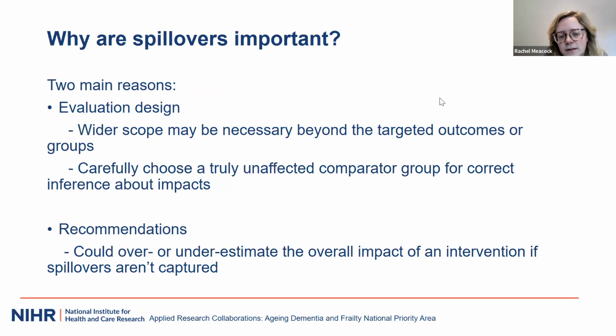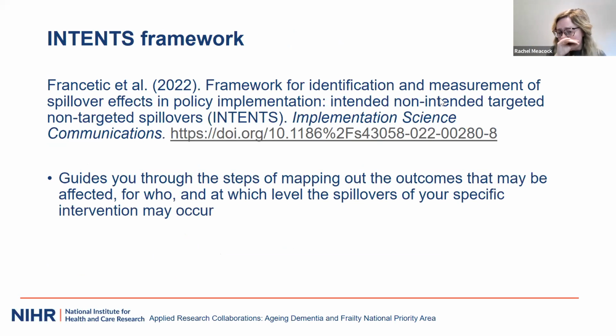And another thing that is going to be really relevant to what Chris speaks to later is carefully choosing an unaffected comparator group. So if we've got spillovers onto a patient group, we can't use them as the control because it's going to bias our estimates. And a wonderful colleague of mine has developed a framework that's come out recently that hopefully is really helpful in terms of that thinking.